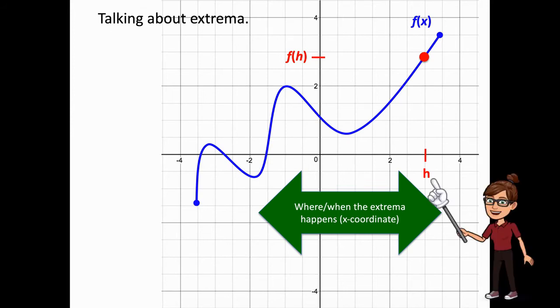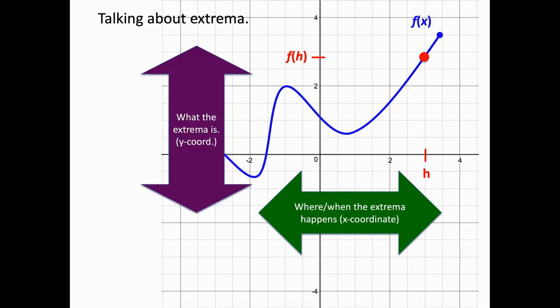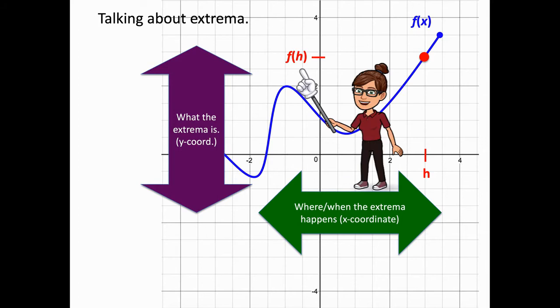So if the question says, hey, when does this function have an extreme value? Then you know you're going to answer with an x-coordinate. Or if it says, where does it have an extreme value? You know you're going to answer with the x-coordinates. Now, if it's asking what is the extrema, then that's the y-coordinate, that's the output. So it might say, what is the absolute maximum of your function f of x? Then you know your answer is a y-coordinate.